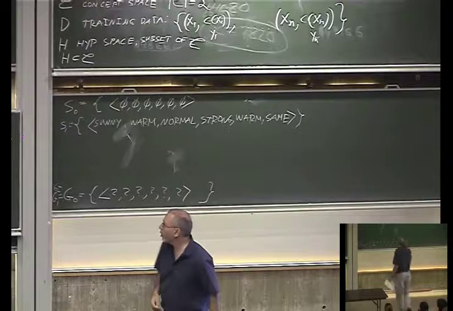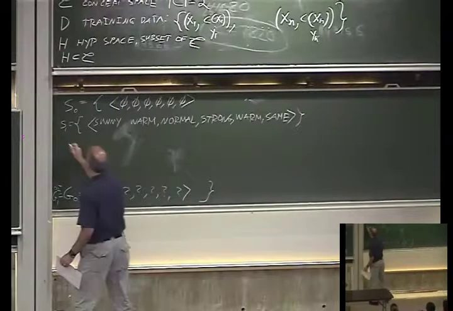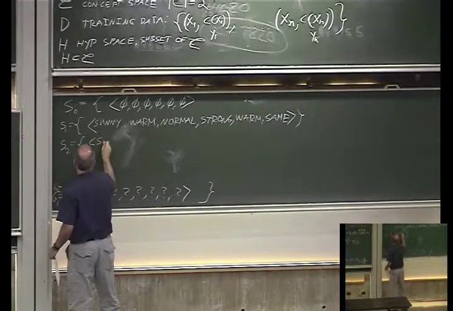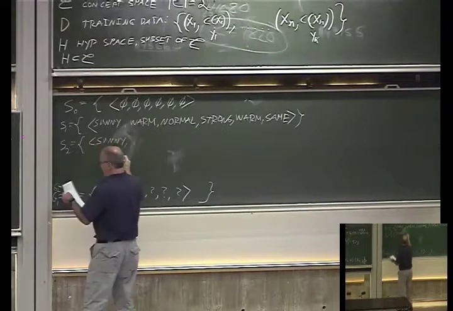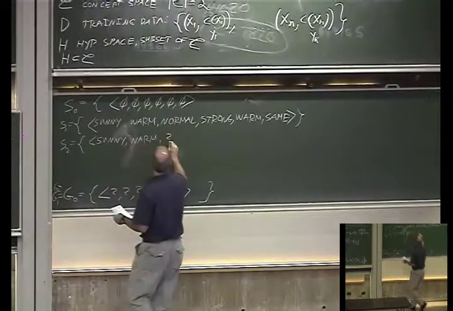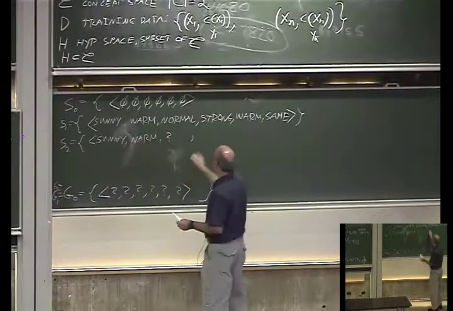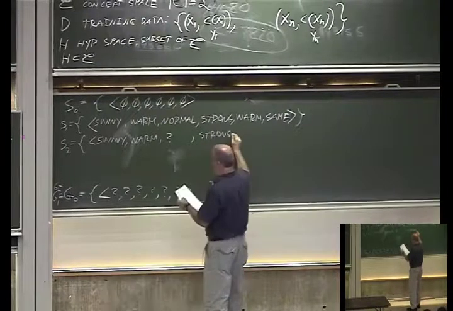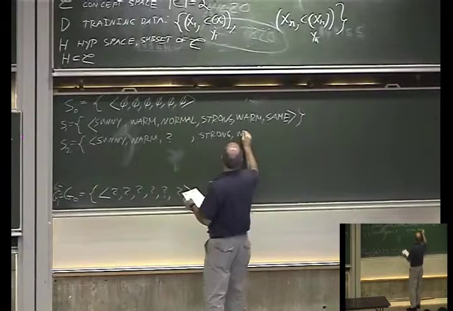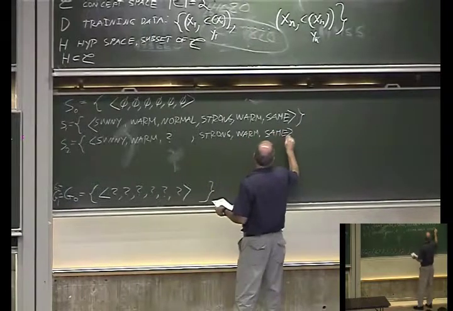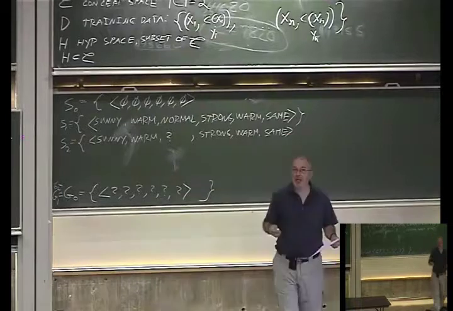Okay, so S sub 2 would be the same form. Normal becomes don't care, and then strong, same form. Are there any other ways of generalizing?